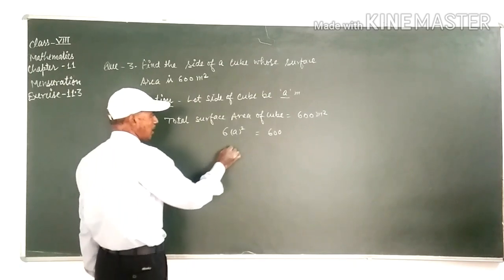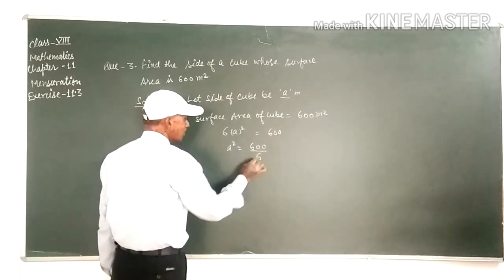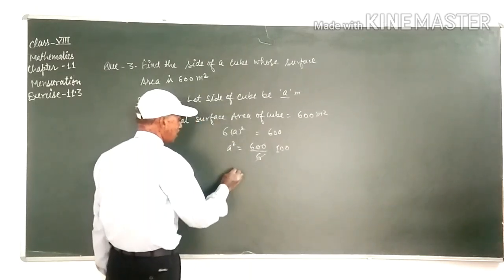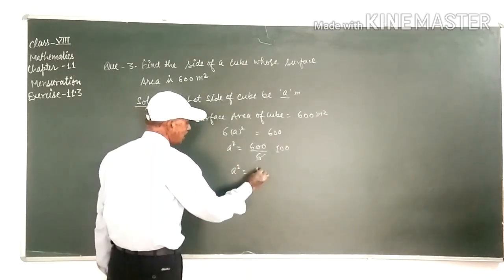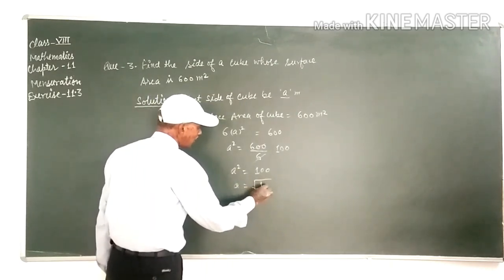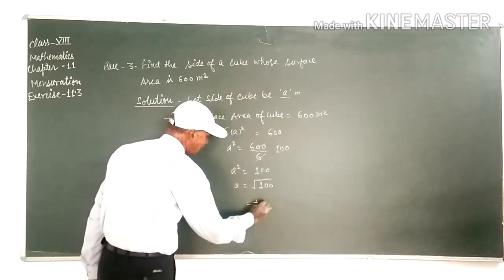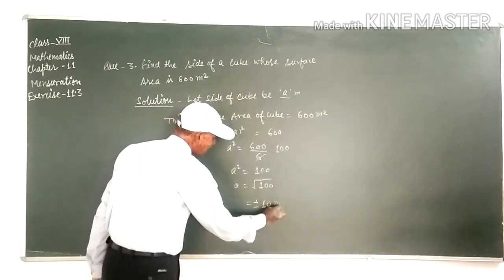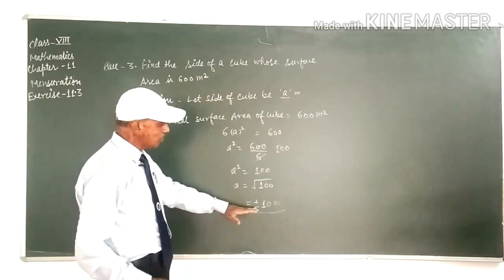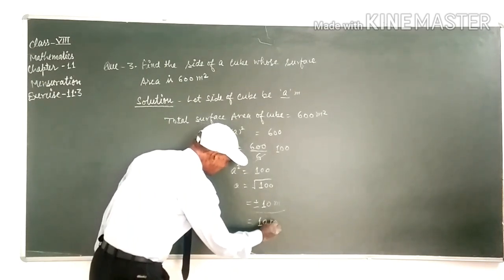600 meter square. So a square is equal to 600 by 6, and that will be 100 meter square. So a square is equal to 100. Therefore a is equal to the square root of 100, that will be plus minus 10 meter. So student, because it is the length of the side of a cube, it will be positive. So that will be 10 meter.